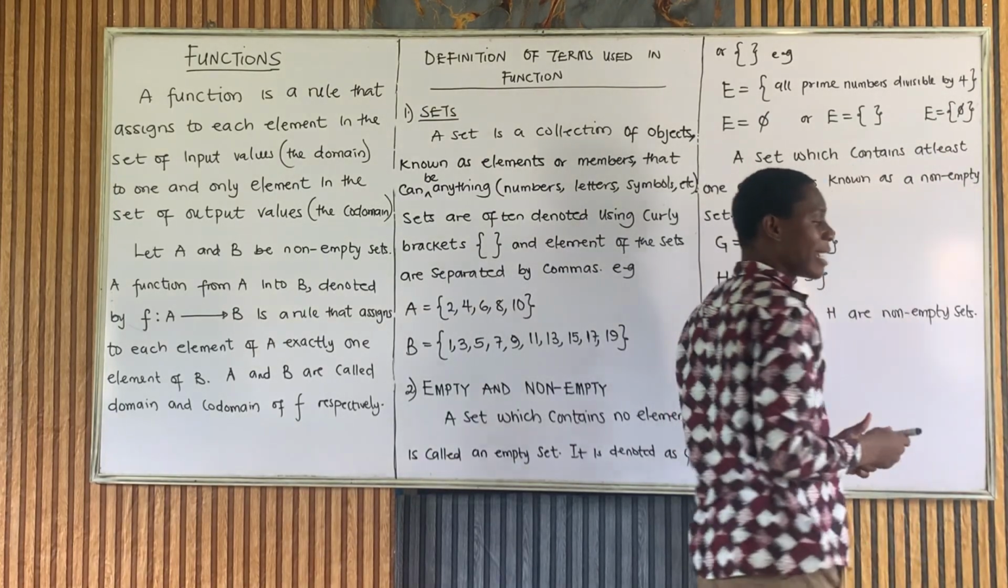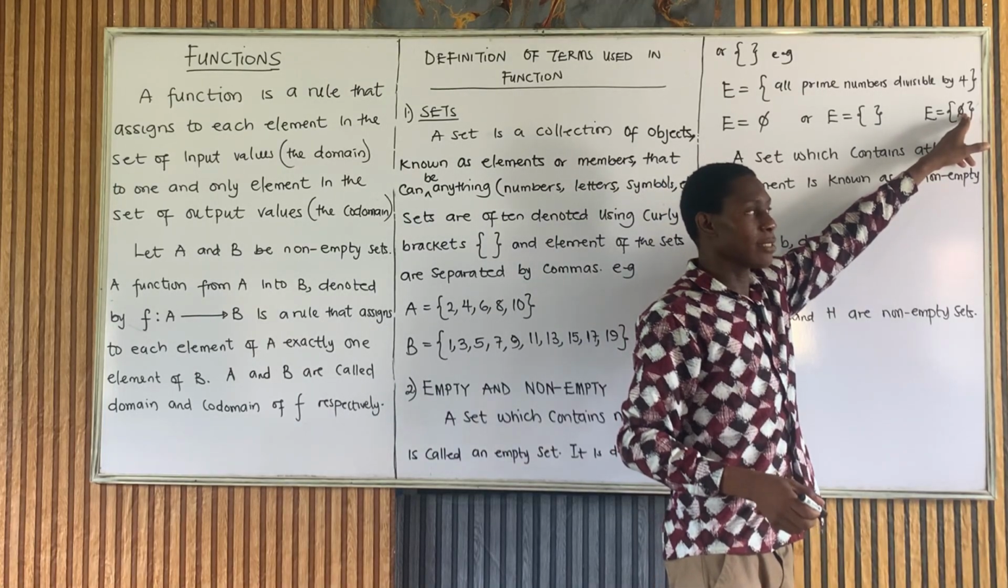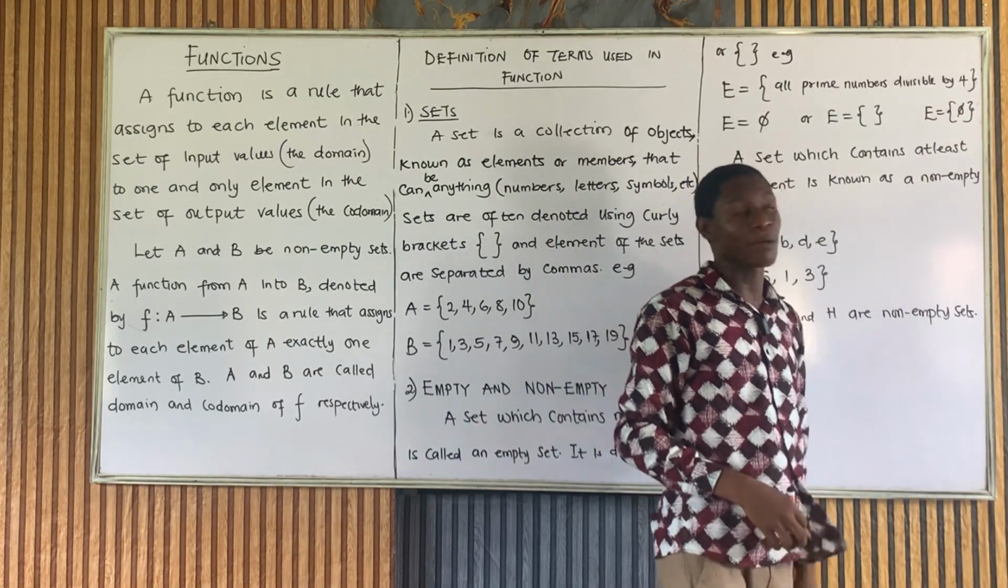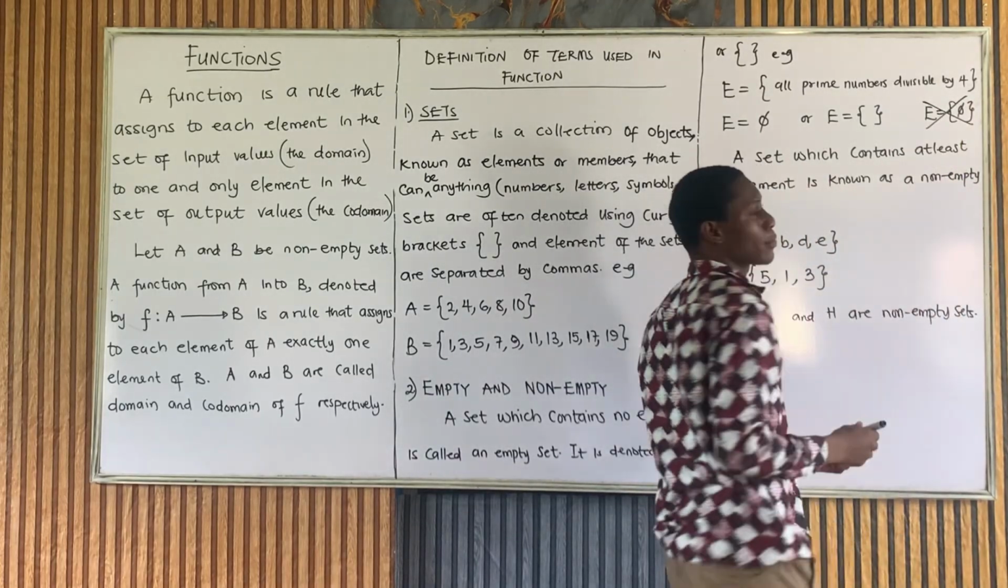Please, some think that it's written like this, but it's wrong. You are trying to say set E contains nothing, so it actually contains something. That's what you're trying to say. But it's wrong to write it like this. Very, very wrong. Take note.